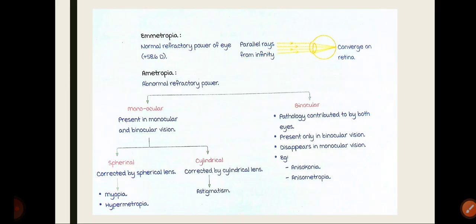The related conditions of aphakia and pseudophakia will also be discussed here.